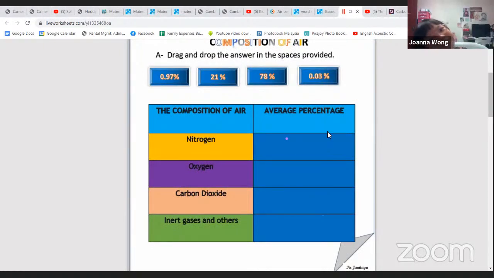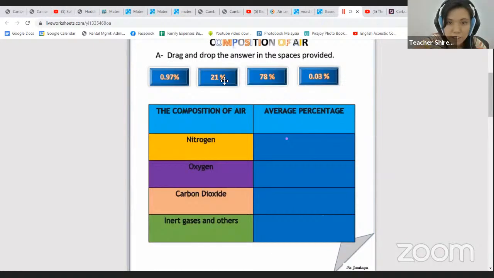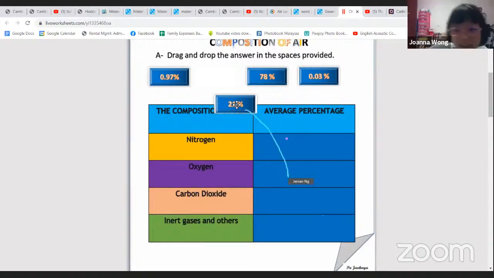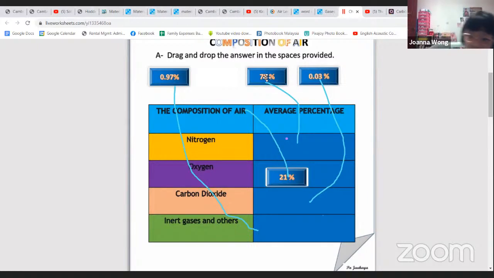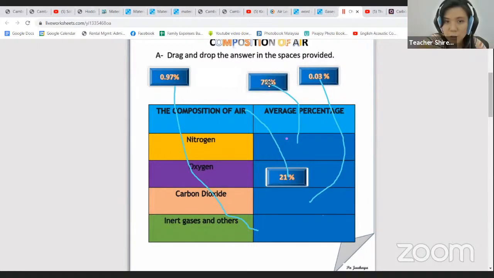Drag and drop from the top. Yours always has problem clicking. Okay, 21%. Go ahead, drag. Oxygen. Okay. Next, go ahead. Carbon dioxide. Okay, I click for you. 78%. Go where? Nitrogen. I think they know, but they just have problem clicking it.